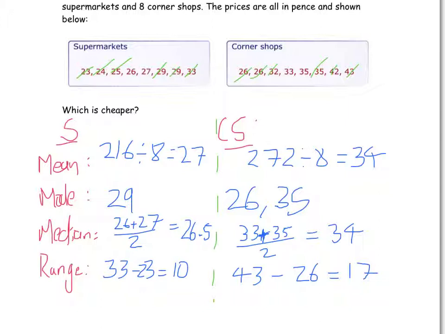On the median, you'd look and you'd say, yeah, the 26.5 is cheaper than the 34, so the supermarket is still cheaper. And finally, if we look at the range, we can see that the range for the supermarket is 10, and for the corner shop it's 17. So the supermarket prices are more consistent because there is only a range of 10. So overall, you'd say that the supermarket is cheaper for milk than the corner shop.